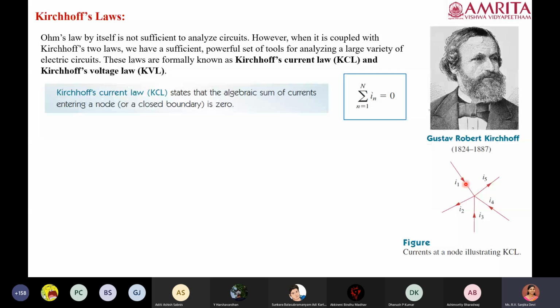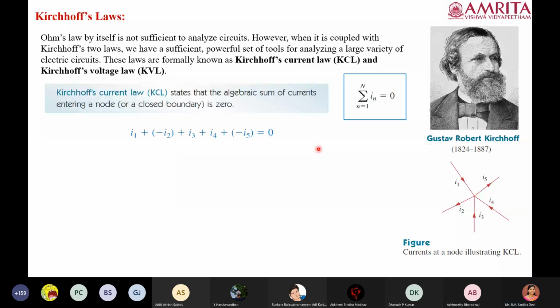The convention for the current is that current can be either entering the node or leaving the node. So we can take the current entering the node as positive, and then the current leaving will be taken as negative, or vice versa. However, the total current will always be equal to 0. In this particular example, we can see that I1, I4, and I3 are entering, whereas I2 and I5 are leaving. If you write it in the form of an equation, we will get this equation, and the total current will be equal to 0.